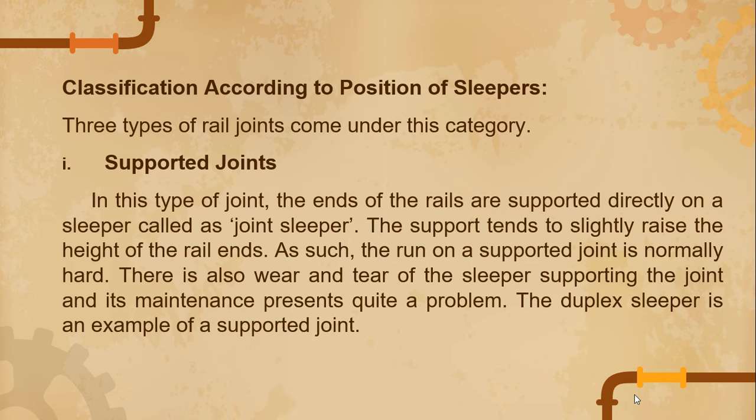So, this rail joint is placed at the center of the two consecutive sleepers, and it is claimed that the load is equally distributed on two sleepers. And when the joint is depressed, both rail ends are pressed down. However, this type of rail joint is known to cause more maintenance. So, it is more expensive to maintain these supported joints.